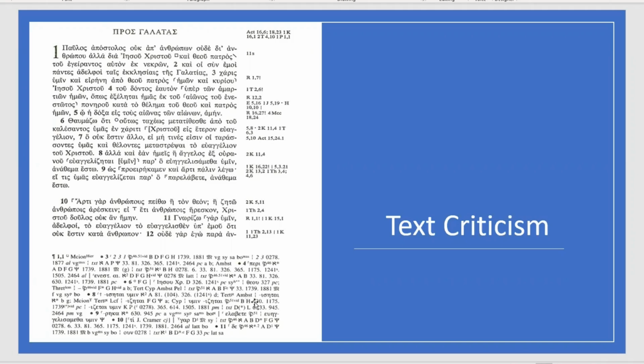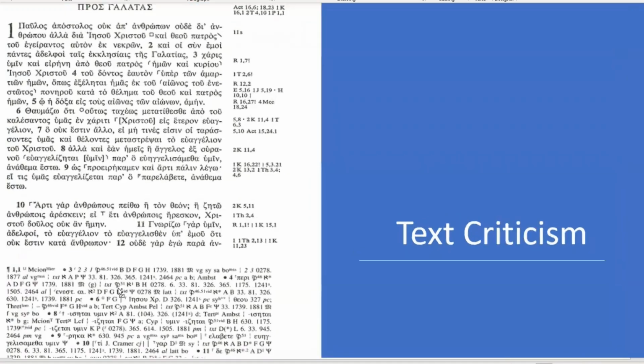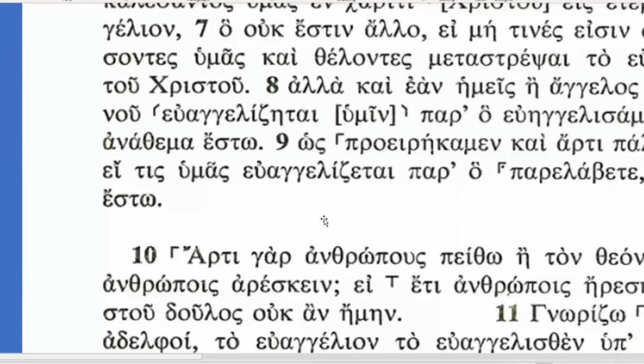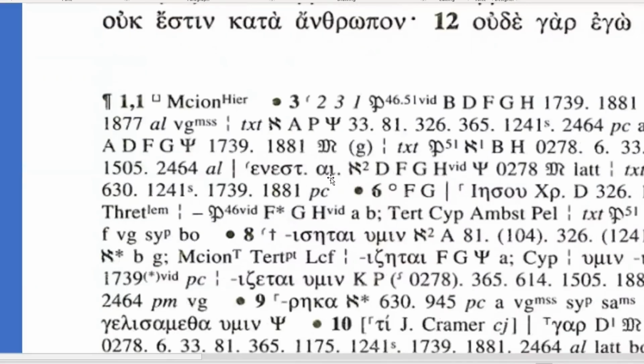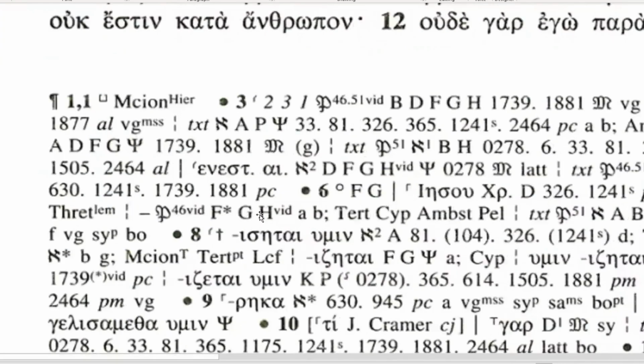Okay, and then down here we have what is referred to as an apparatus. And this basically gives you all the information about the different variants, textual variants and things that occur. So you can see that it's full of what looks like gobbledygook right now, probably to you. But it's actually these little characters. Here's a Hebrew character, here's D, F, G. All of these represent different witnesses.